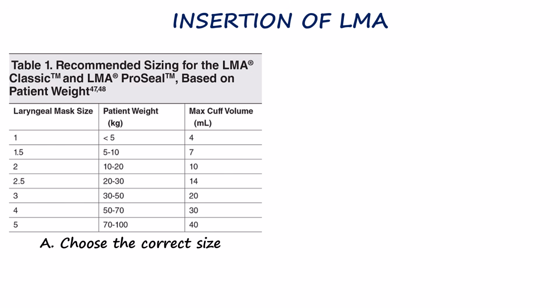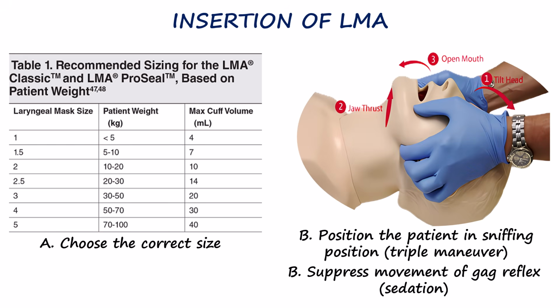Despite the availability of different types of laryngeal mask airways, the basic insertion technique remains relatively the same. Preparation begins with selecting the correct size LMA according to the patient's weight and manufacturer's recommendations. The table here shows the size guide for LMA Classic and the ProSeal. As for the insertion, the patient is placed supine in the sniffing position, which is often achieved using the triple airway maneuver. This maneuver helps align the oral, pharyngeal, and laryngeal axes, making insertion smoother and more effective.